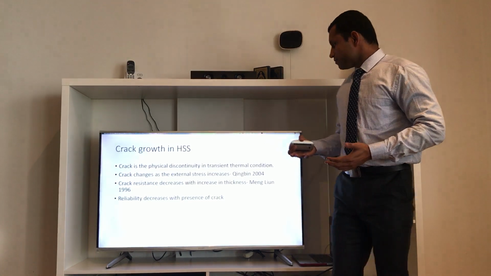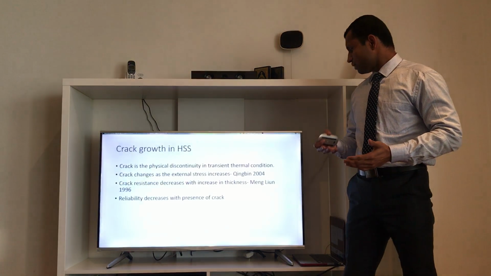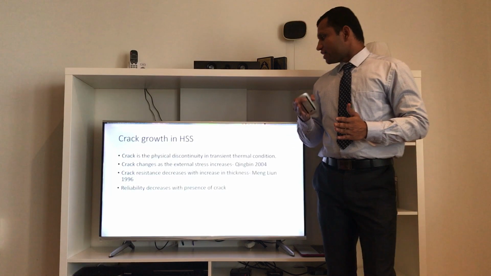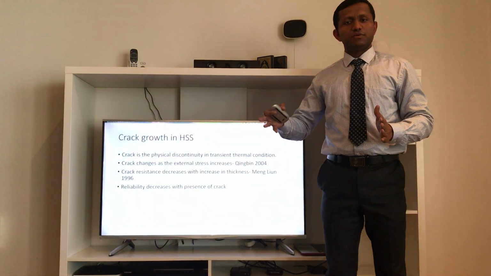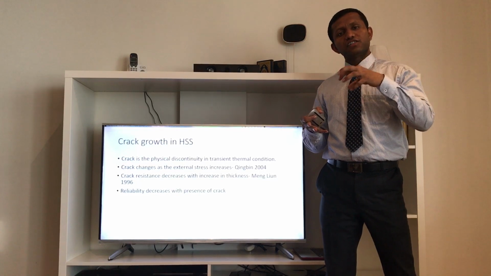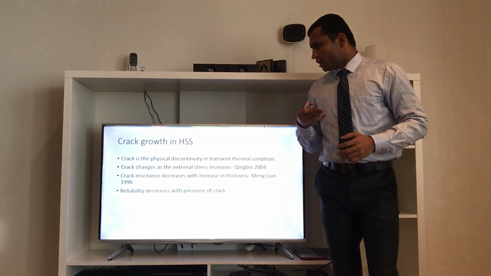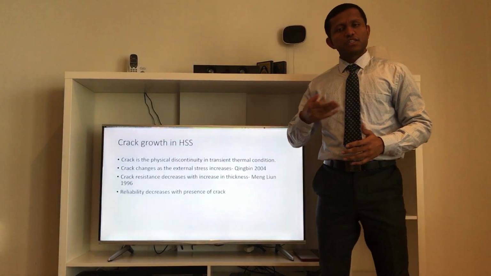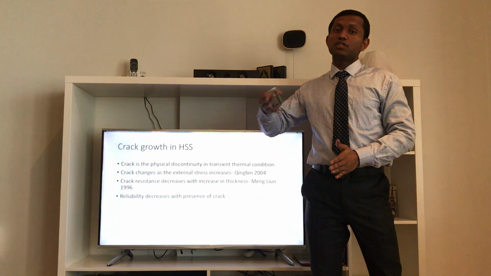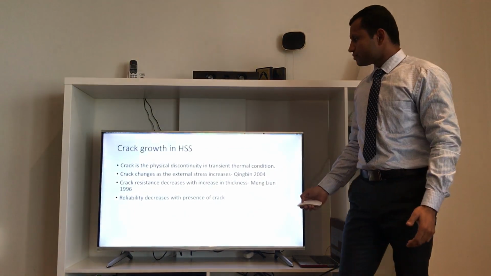Even there's another scientist who studied and suggested, Leon in 1996, that the crack resistance decreases with the increase in the specimen thickness. If we increase the thickness of the specimen, the crack resistance decreases also. And nowadays, the reliability decreases with the presence of crack. If there is a presence of crack in the high strength steel, no one is going to use it in the structure because the presence of crack leads to the failure.